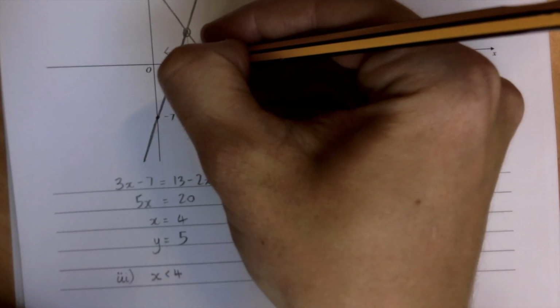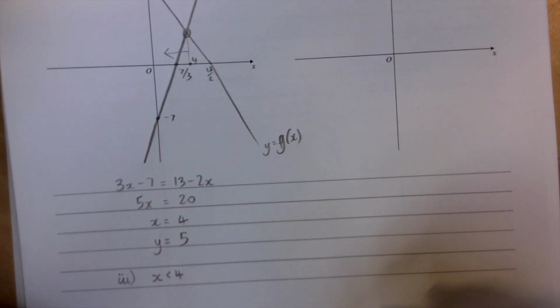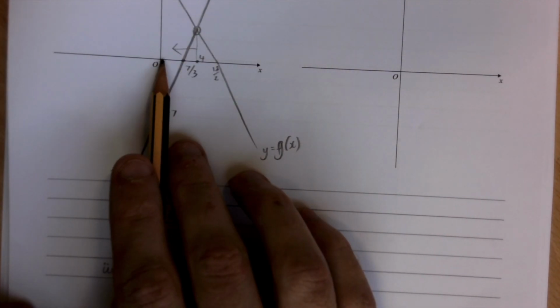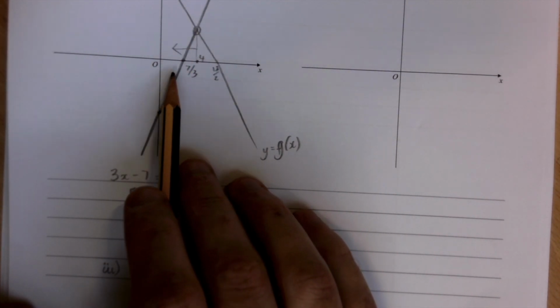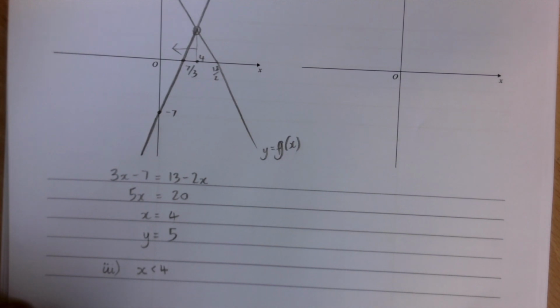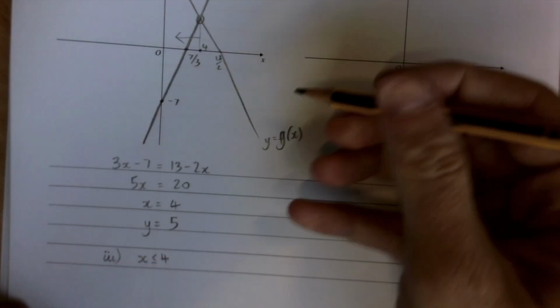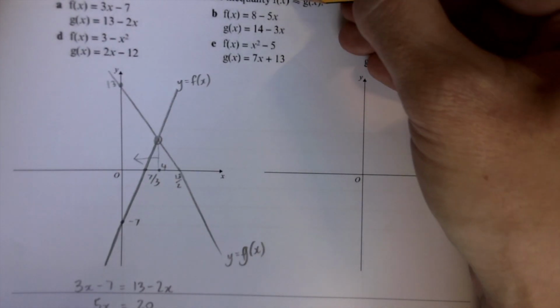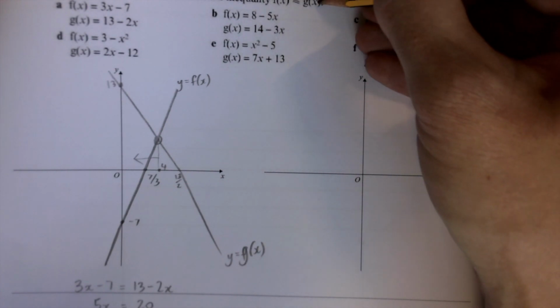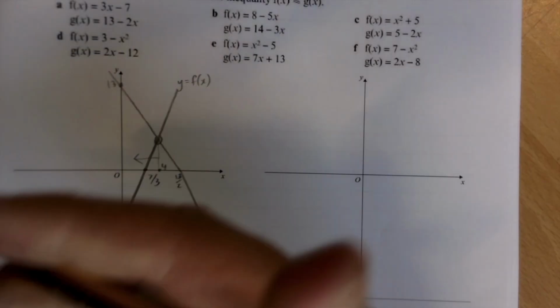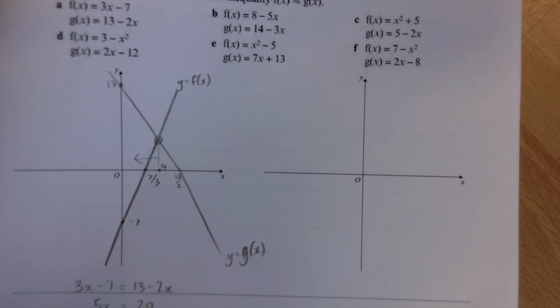Just simply because that is 4, and when it's less than 4 on the axis, then the f of x is below the g of x. So less than or equal to 4, because the equation says f of x is less than or equal to g of x. So the equal to is at 4, and then anything less than that is less.